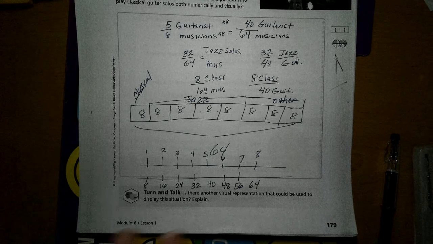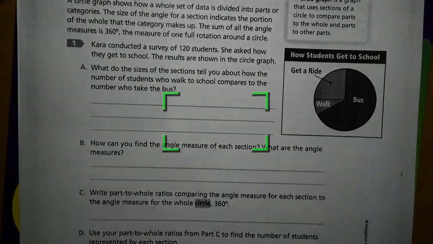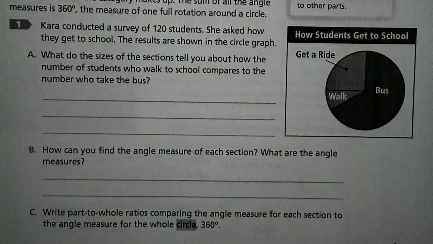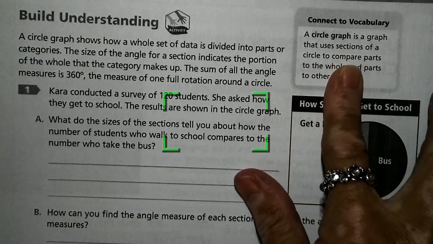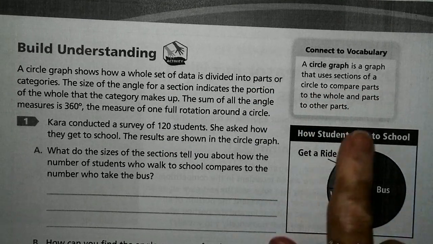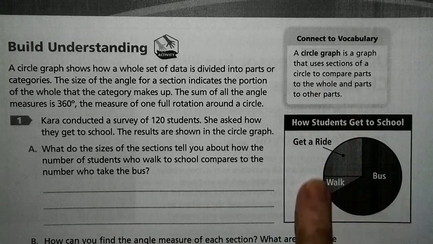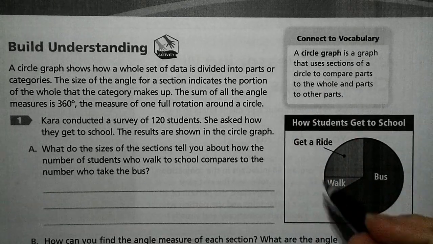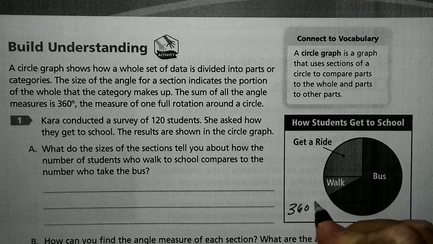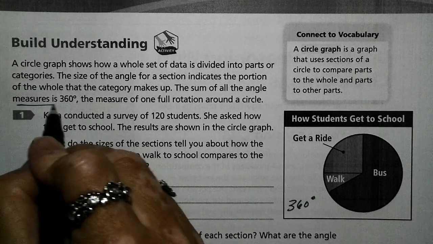All right. So now we're going to look at how we are going to do ratios with circle graphs. All right, so we know that a circle graph is a graph that uses sections of a circle to compare parts to the whole and parts to other. Okay? So in this circle graph, we know that it is a total of 360 degrees. So that's what it tells me right here.